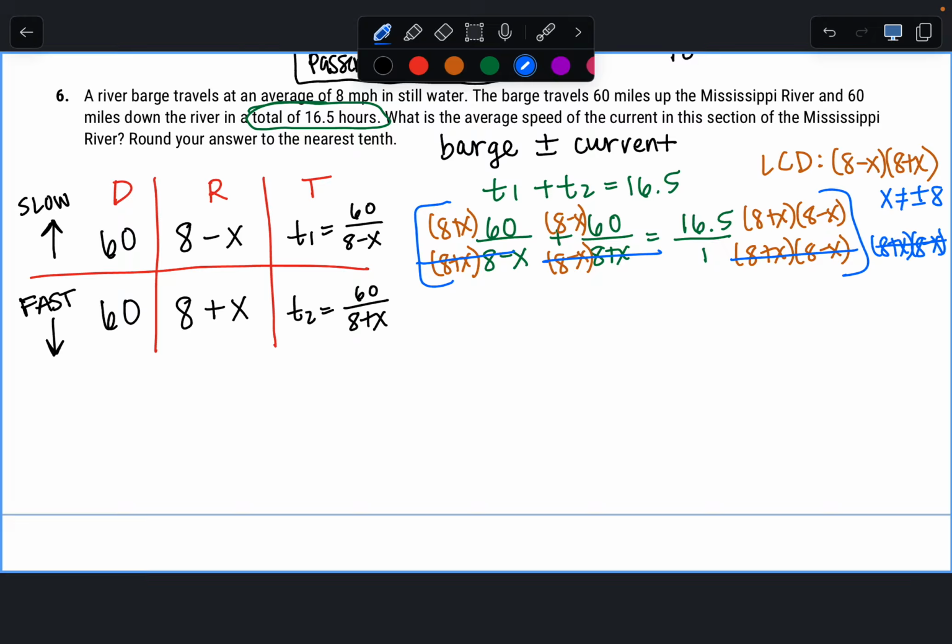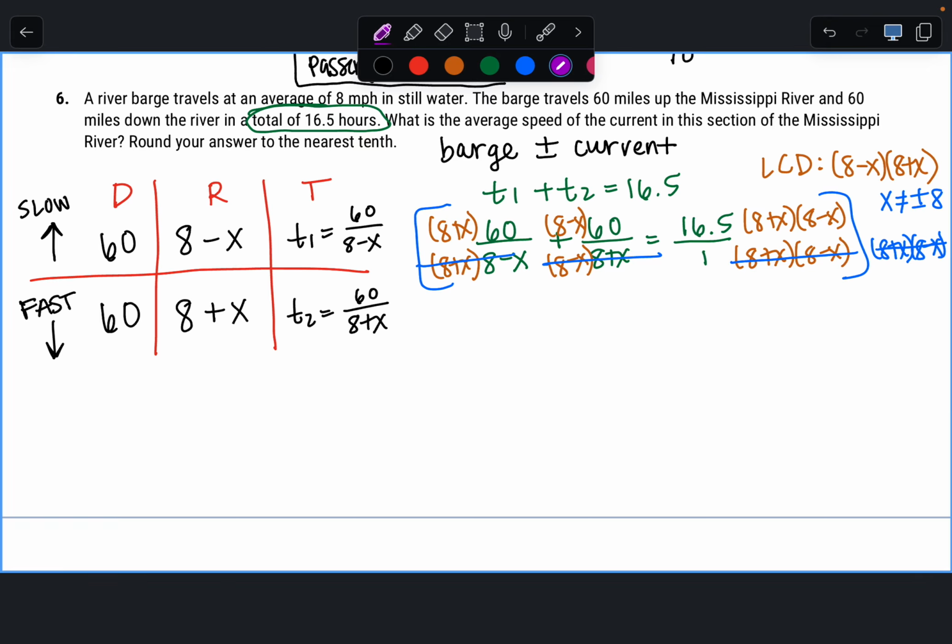So now I have my numerators only, and this is where your calculator probably would be helping you a lot with just the algebra, but I'm going to help you with the algebra for now. 8 times, what is 8 times 6? 48, so 480, plus 60x, plus 480, minus 60x, equals.